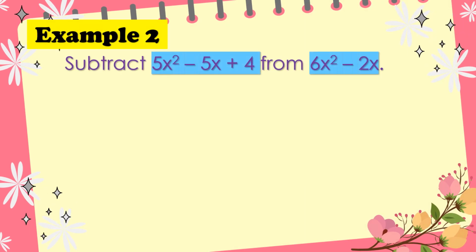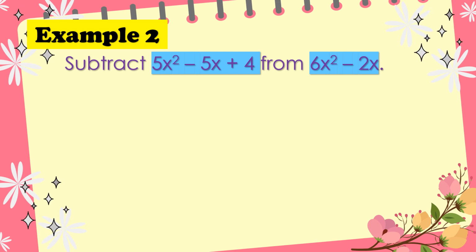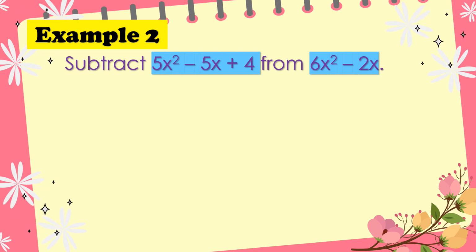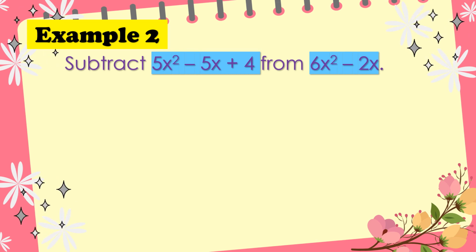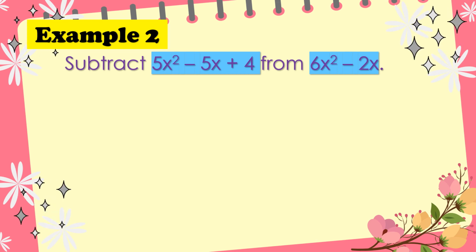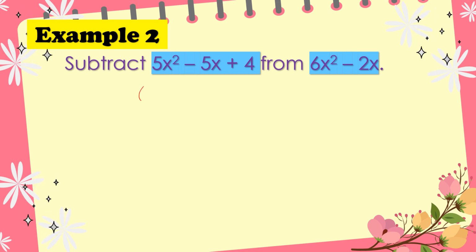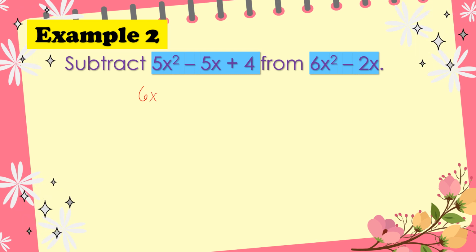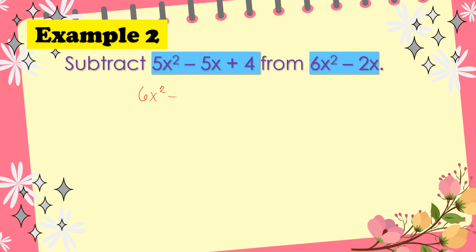Example number 2, subtract 5x squared minus 5x plus 4 from 6x squared minus 2x. Tatandaan na sa subtraction, mahalaga ang order. So, dahil may word na from, magsiswitch tayo. Mauna natin isulat yung pangalawang given bago yung una. So, simulan na natin. Sabi kasi dito, isa-subtract natin yung unang given kay 6x squared minus 2x.